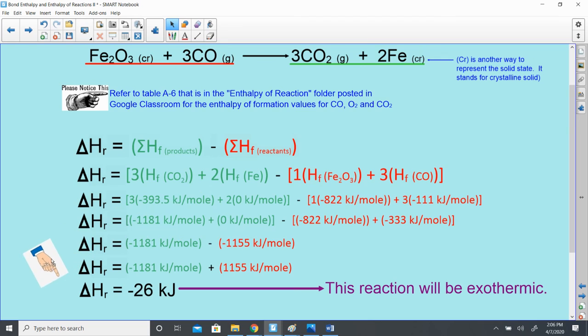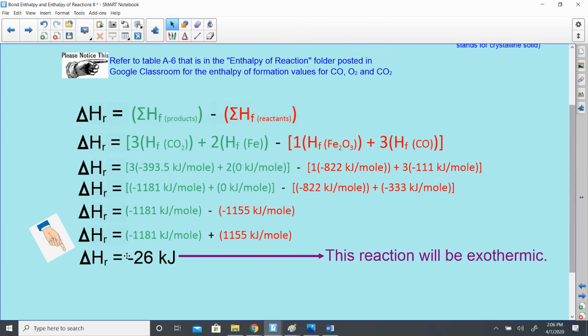We do the math, I am getting an answer of negative 26 kilojoules. That should be kilojoules per mole. So make that note, that should be kilojoules per mole. So this reaction is going to be exothermic because it is negative. So that is how you calculate the enthalpy of reaction using enthalpies of formation.